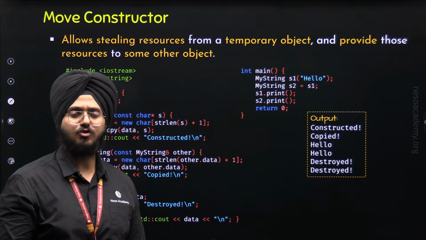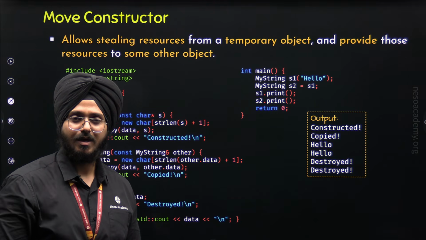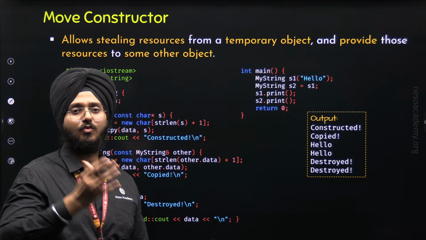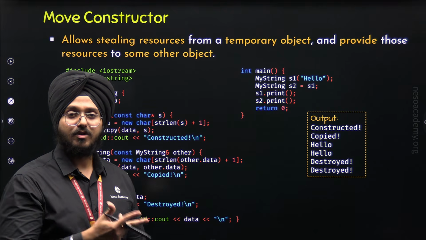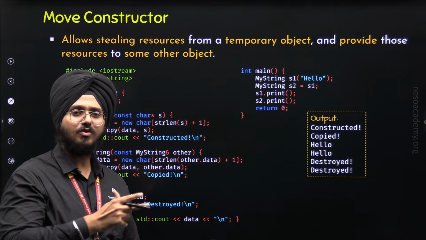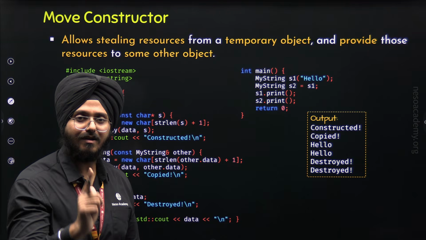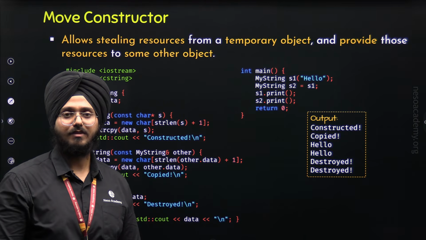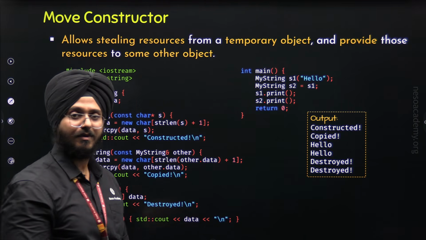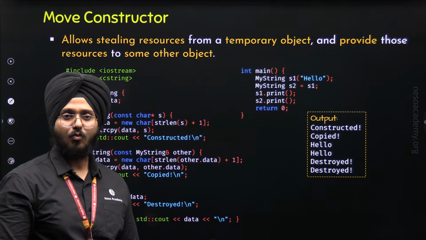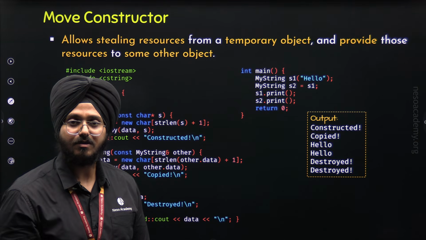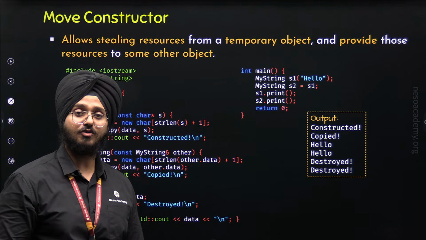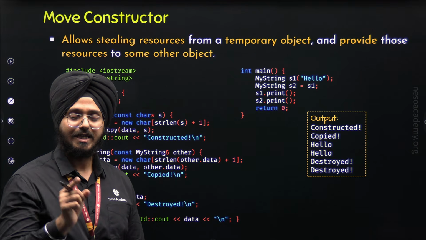For this purpose, we should not use the copy constructor, because the copy constructor will create a copy of S1 and provide it to S2. This means we will get two different arrays. We do not want two different arrays. We only want one array which is pointed by S2.data. That is, we want to transfer the ownership. So for this purpose, we need a special type of constructor called the move constructor, because the move constructor allows us to transfer the ownership of one object to the other object.